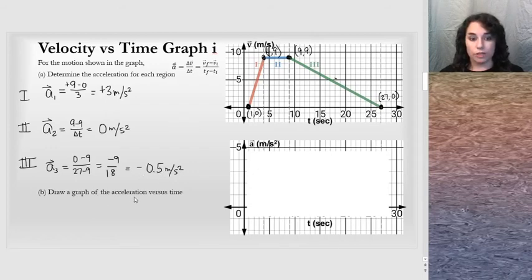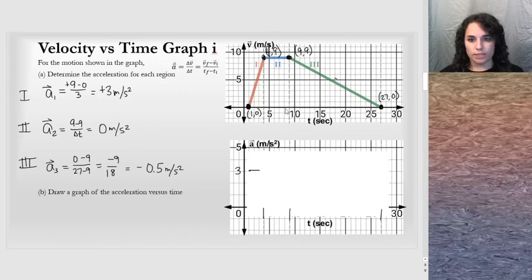Draw a graph of the acceleration versus time. We can see that there's time here and acceleration here, and we have our different time periods, 4 seconds, 9 seconds, 27 seconds. So let's line this up. We know our values for acceleration. From 1 to 4, the acceleration is 3. I can just draw that in here. From 1 second to 4 seconds, the acceleration is 3.